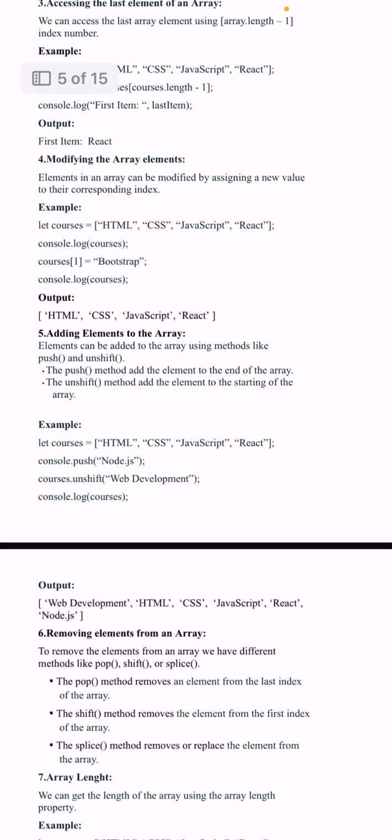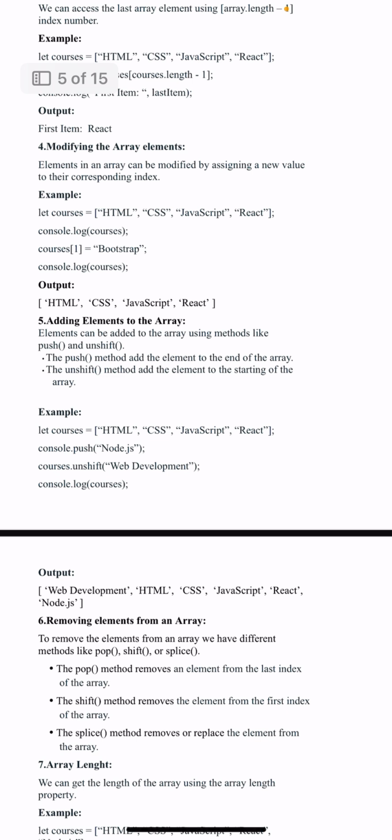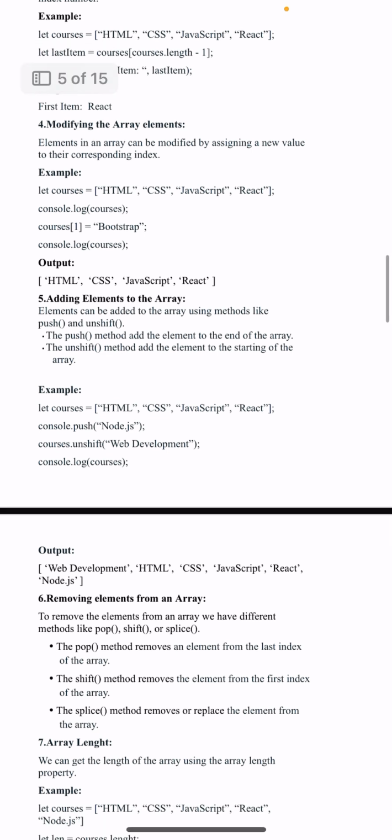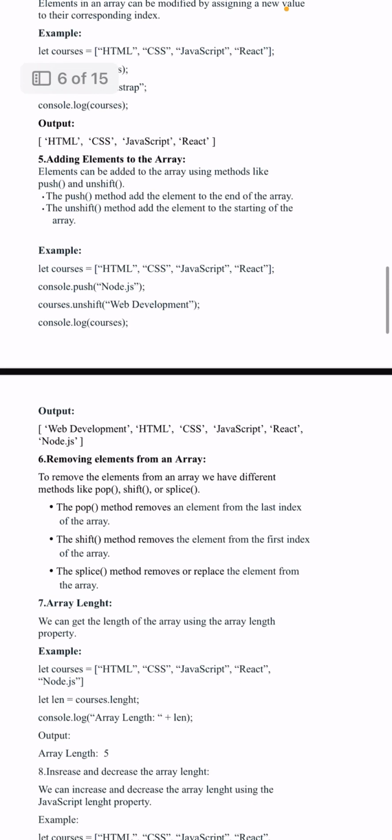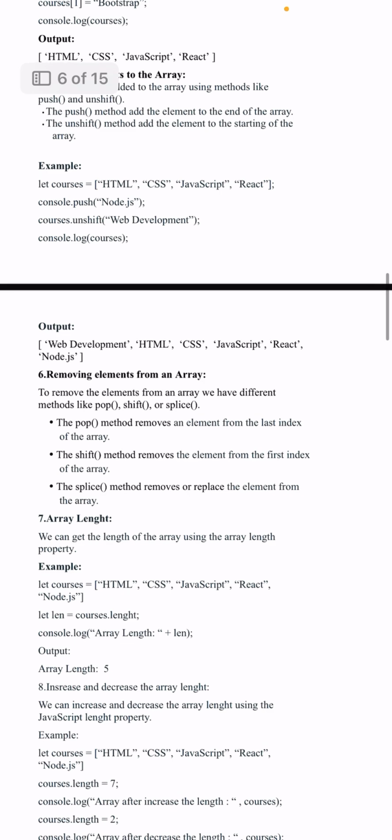Elements can be added to the array using methods like push and unshift. The push method adds the element to the end of the array. The unshift method adds the element to the starting of the array. Here is the example. Removing elements from an array.